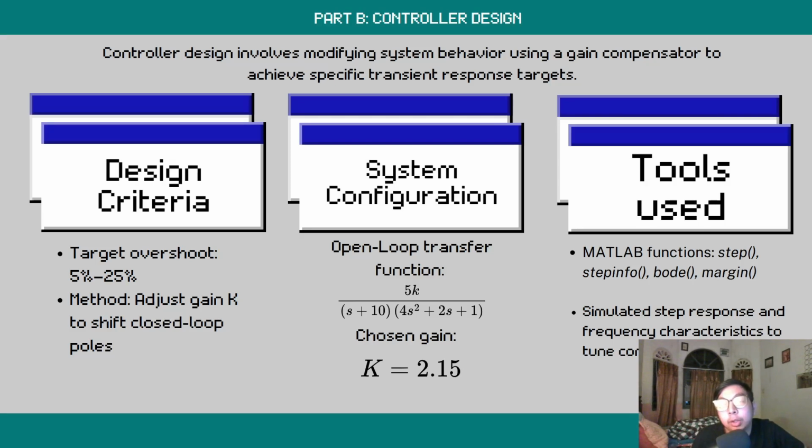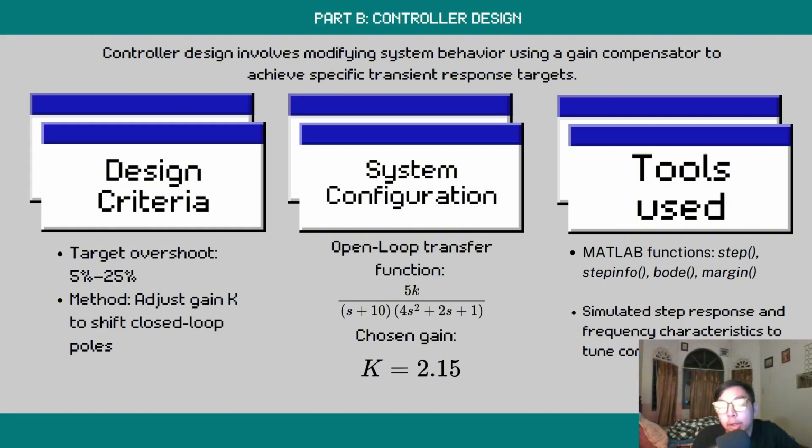So, what is controller design? Controller design involves modifying system behavior using a gain compensator to achieve specific transient response targets. Design criteria first: target overshoot 5% to 25%. So I chose the overshoot target of 10%.